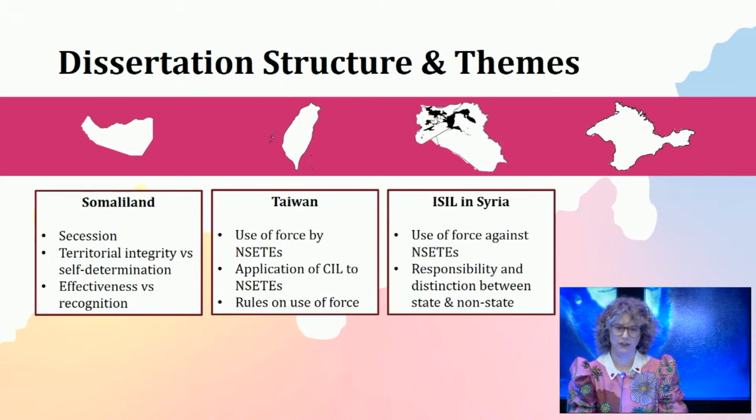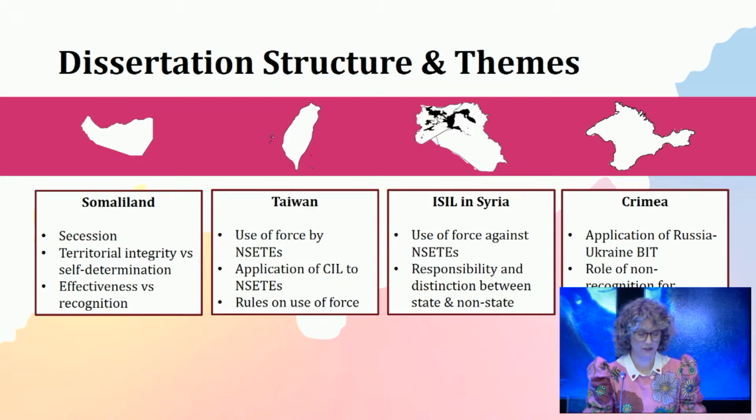In the following chapter on ISIL in Syria, I flipped the question on its head and asked whether force may be used against non-state effective territorial entities. And this chapter revealed some interesting findings in relation to responsibility based on the distinction between state and non-state. In the final substantive chapter of the dissertation, I considered the application of the Russia-Ukraine bilateral investment treaty in Crimea. And the main question that this chapter focused on was the role of non-recognition for the application of treaties in non-state effective territorial entities.